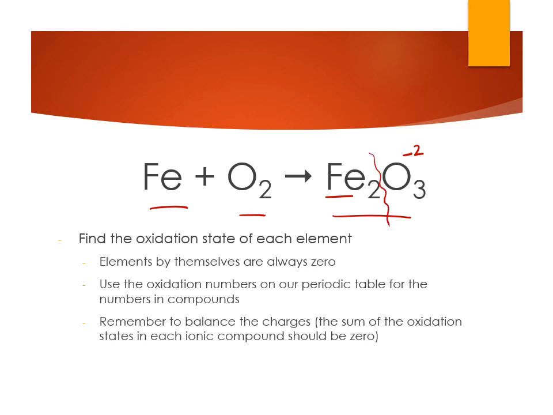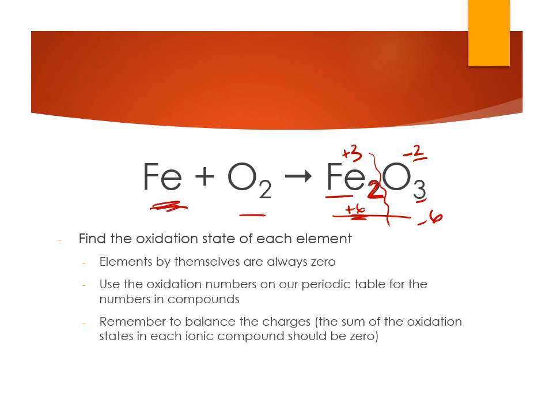I'm going to balance charges, or unbalance the charges perhaps. So -2 on an oxygen, there are 3 of them. That's a total of -6, which means that my iron has to add up to a total of +6 to balance out those charges. I have 2 of them, so I need iron to be a +3. +3 times 2 gives me that +6.